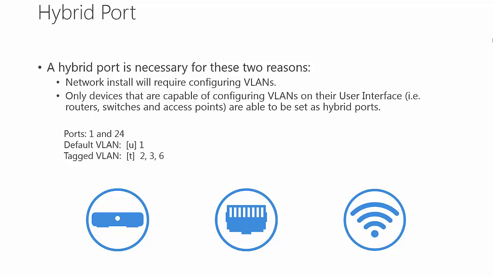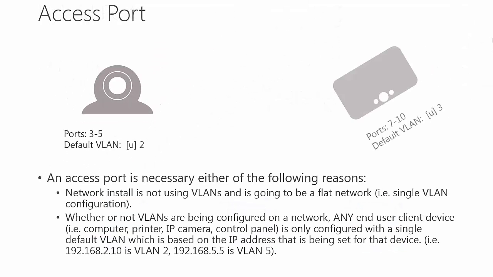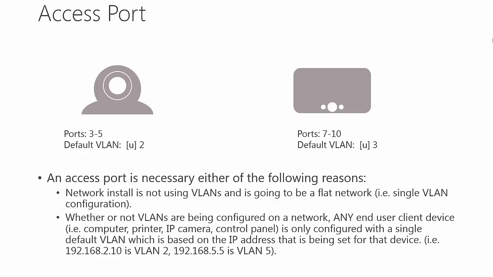An access port has only a single VLAN configured on the port. The reason is because these devices are not capable of configuring VLANs on their user interfaces. Therefore, they do not need to have any VLANs tagged, but only to be configured for the VLAN which the device will be set. This VLAN is called their default VLAN.